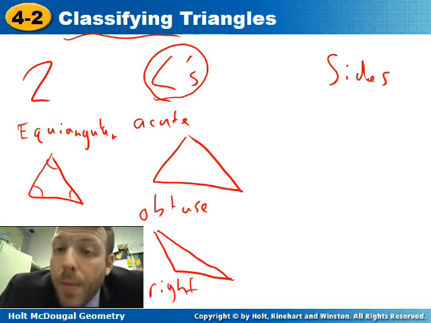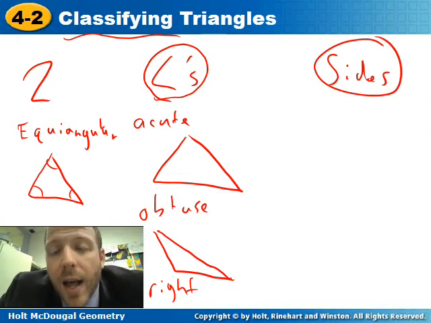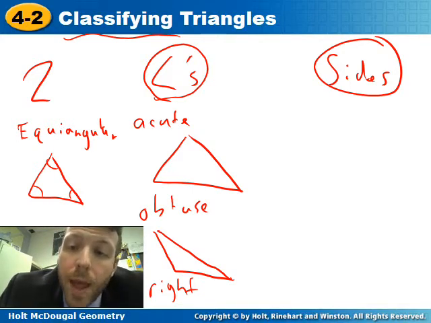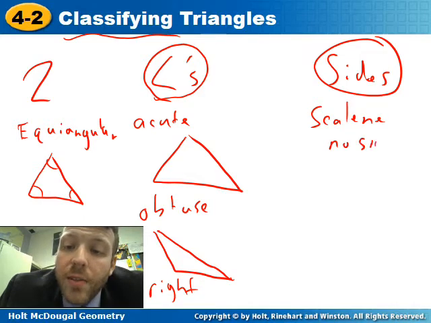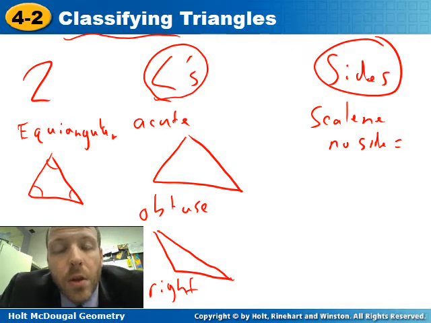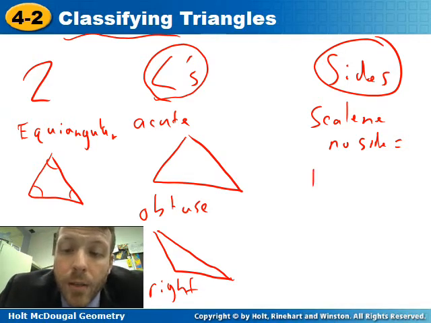All right, now let's talk about sides. By their sides is the ones you usually refer to them as. You refer to them as scalene, which means no sides equal. Okay, they're not equal at all. Isosceles.